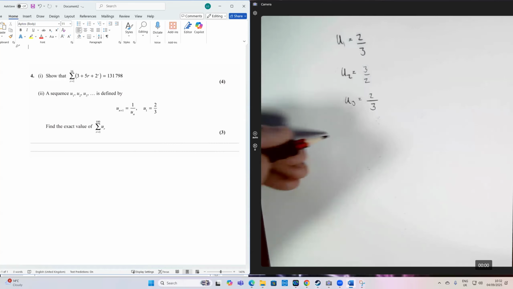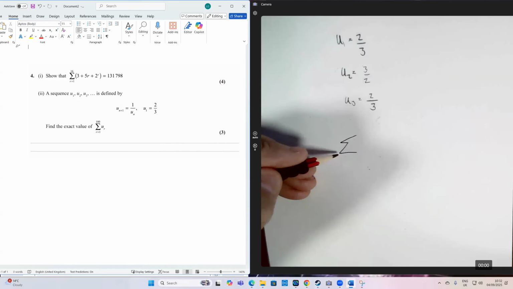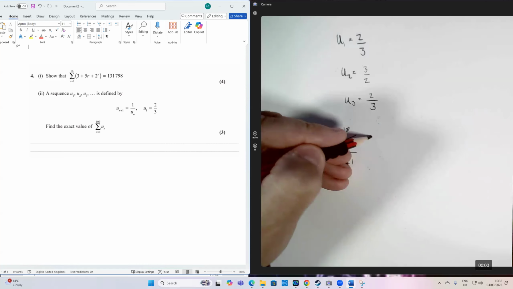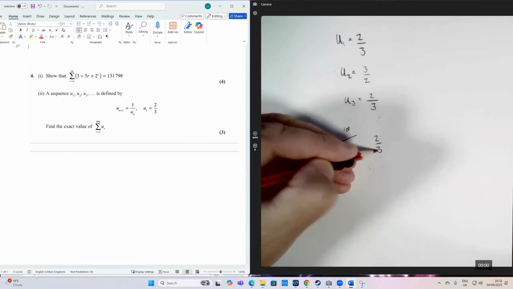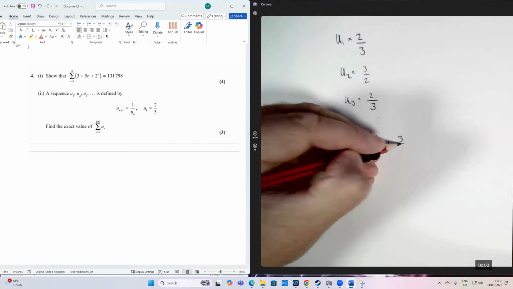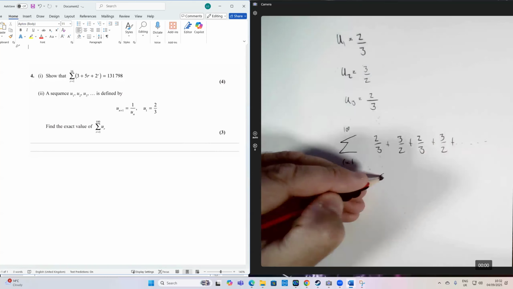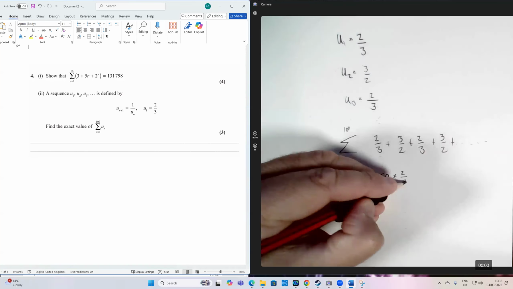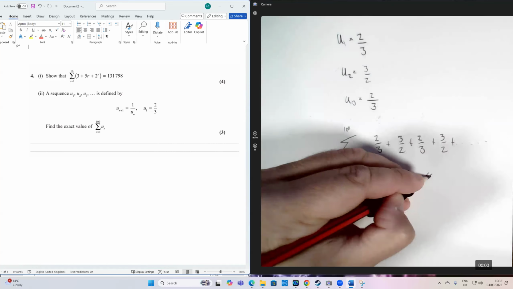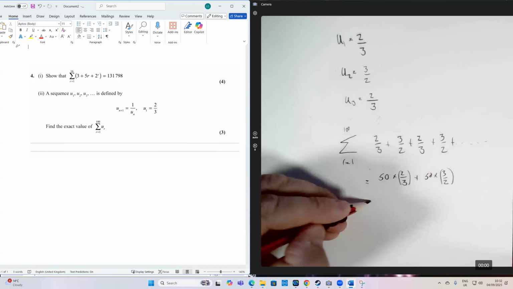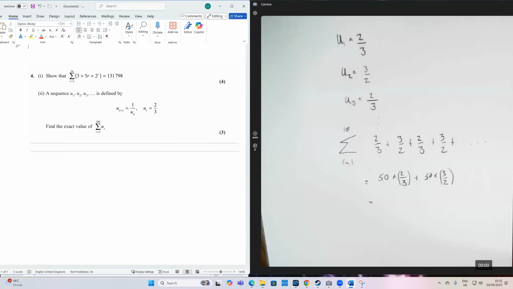Okay, so if we've got to sum this sequence from r equals 1 up to 100, what's going to happen is we're going to have 2/3 add 3/2 add 2/3 add 3/2, and so on, all the way down the line until we get to the end. Because we're going to 100, we're going to have 50 lots of 2/3 and 50 lots of 3/2, because they're alternating. So what we need to do is work out what that is going to be.